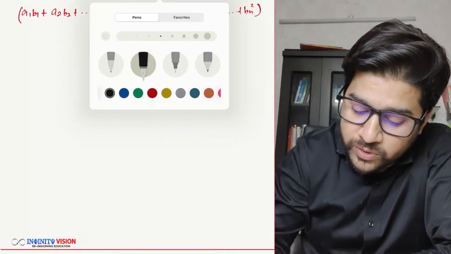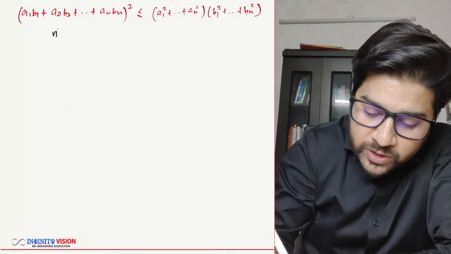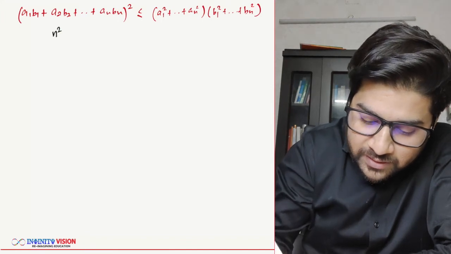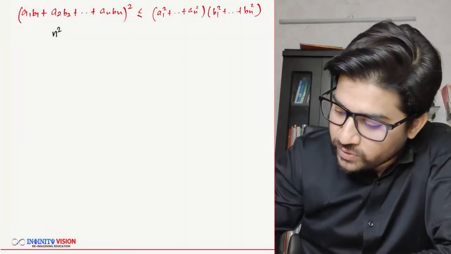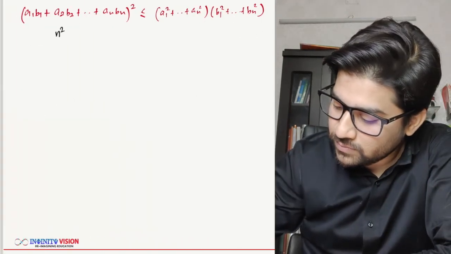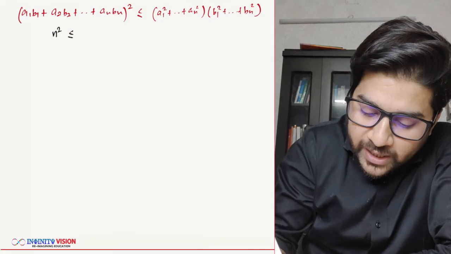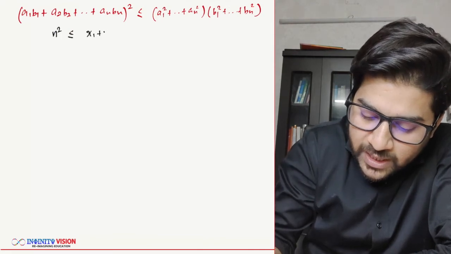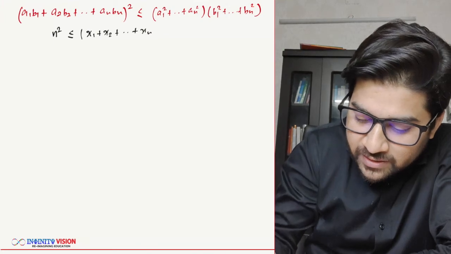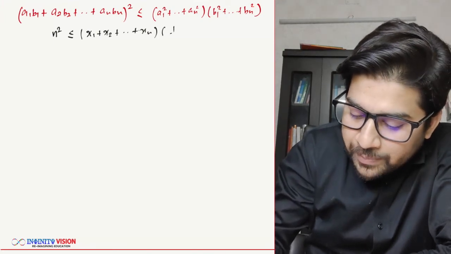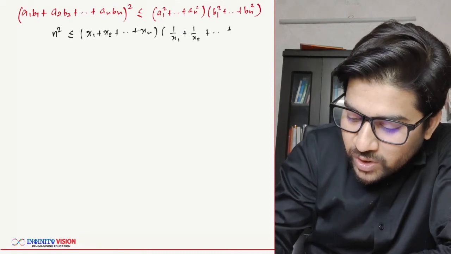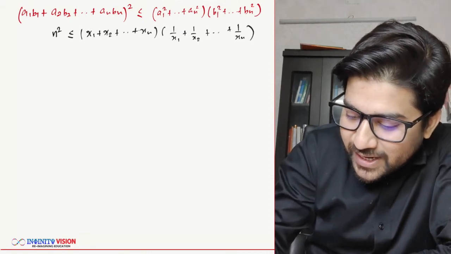What was the inequality given to prove? It was something like n square is, let me see, what was the inequality? It was, okay, so it was n square is less than or equal to (x1 + x2 up to xn) into (1/x1 + 1/x2 up to 1/xn).